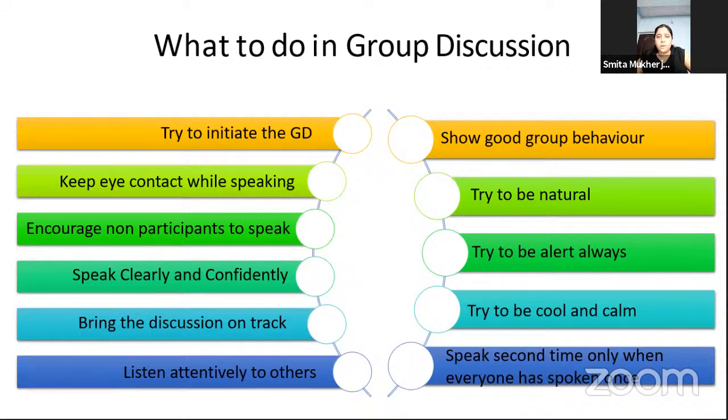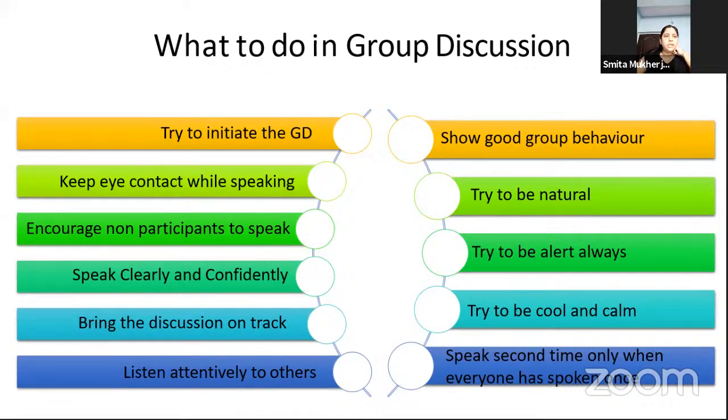Okay. So try to initiate the GD. If you are a good initiator, or if you think you can take it, then when you are starting, make sure that you have a valid, relevant point to make. Please don't speak just for the sake of speaking. Then it is better to let somebody else speak, and then you build on their points and speak. If you are not confident enough to speak at the start, don't goof up and speak. But if you initiate the GD, it would be good.